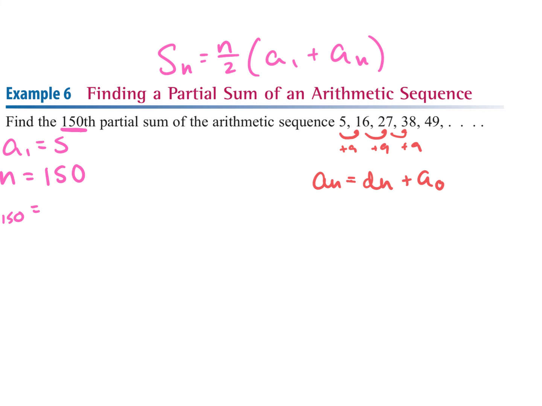We're adding 11. Good job, Gio. I trusted you. It's okay. So D is 11.